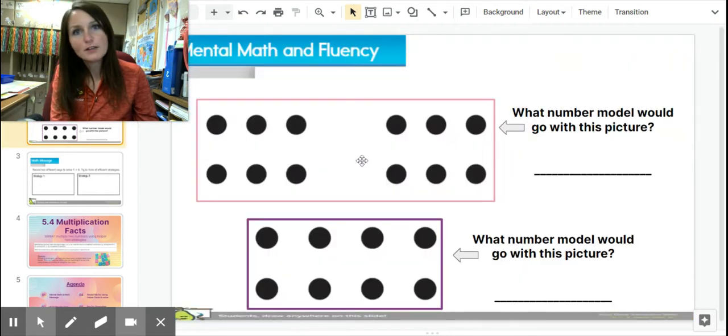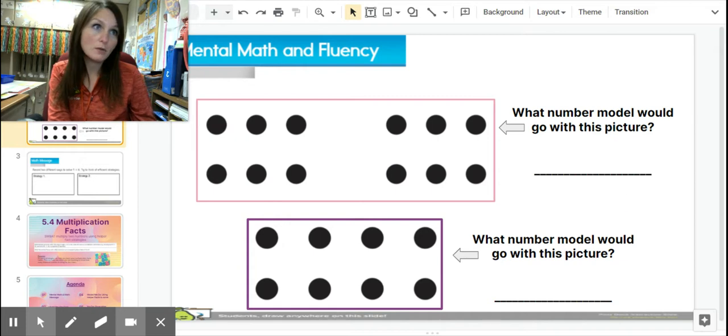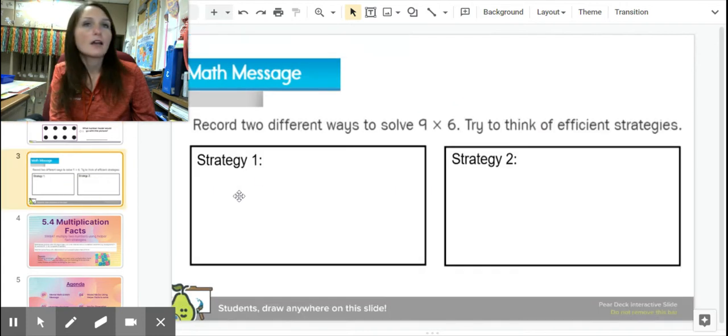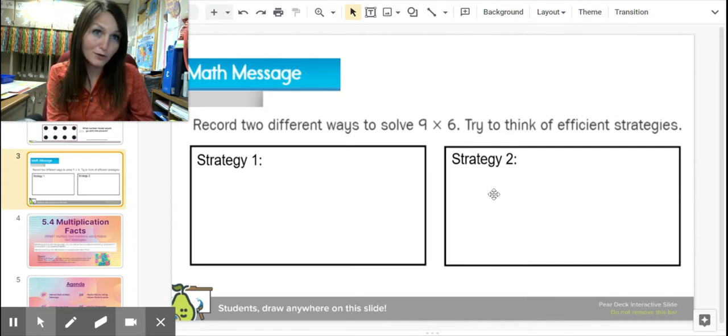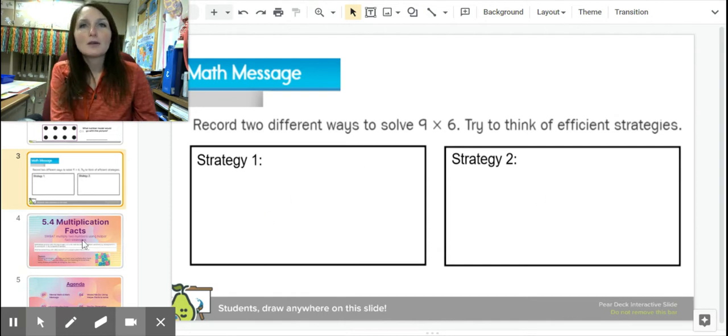And so if you look here at our mental math, I've given you two different sets of arrays in equal groups, and I want you to write down what would be the number model and answer that would go with each one of these. Okay, your math message is going to be recording two different ways to solve 9 times 6. So we've learned different ways to be able to solve multiplication problems. So what's one way you could solve 9 times 6? And what's another strategy you could use to solve 9 times 6? Okay, so show me those two ways here.